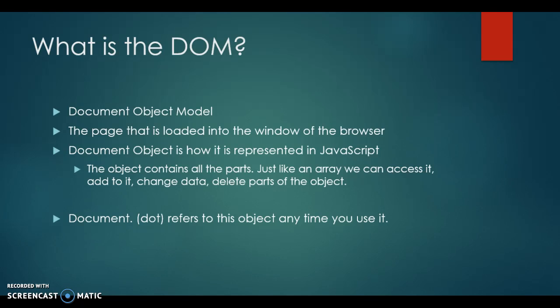When we refer to the object itself in the text editor, we're going to basically say document dot. That'll reference the object itself, just as if we're trying to reference any other array. Document dot, and then we'll do whatever we're going to do with that. So that's what the DOM is.